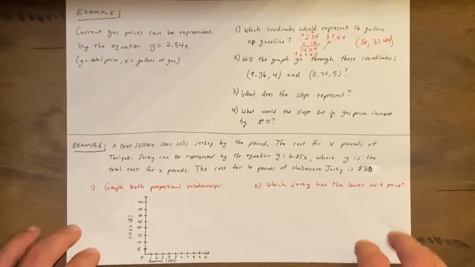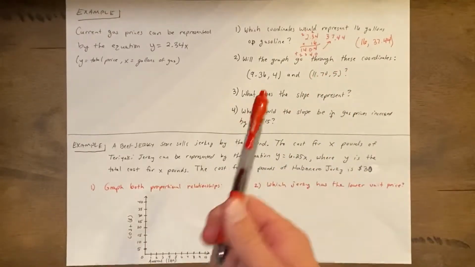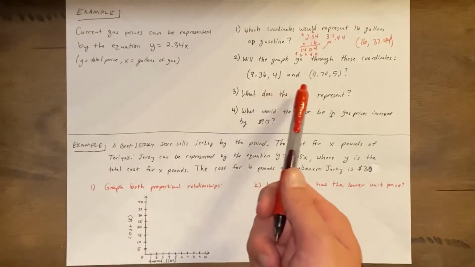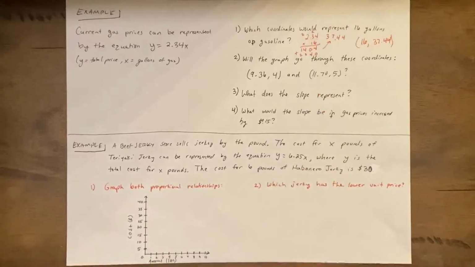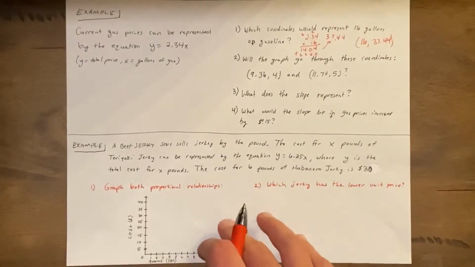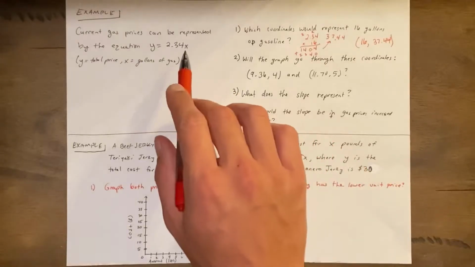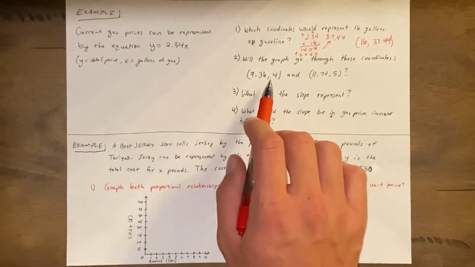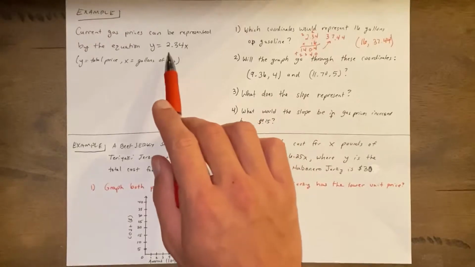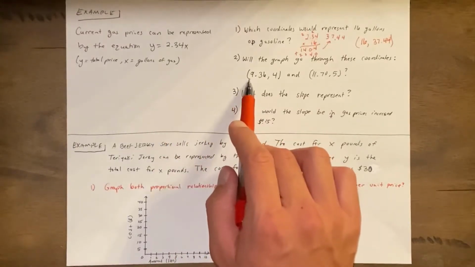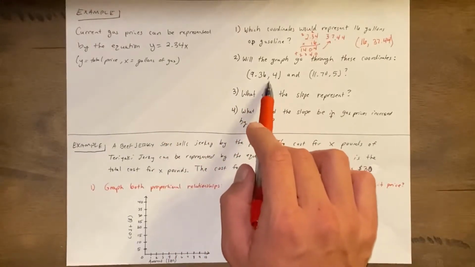It says, will the graph go through these coordinates? 9.36, 4, and 11.75. Well, if I take a look at that, this is my x coordinate, right? So that means if I plug that in for x, I'm going to get 4. Well, I know it's decimals here, but that's like 2 times 9. Well, that's 18, right? So we know that's going to be a lot greater than 4.